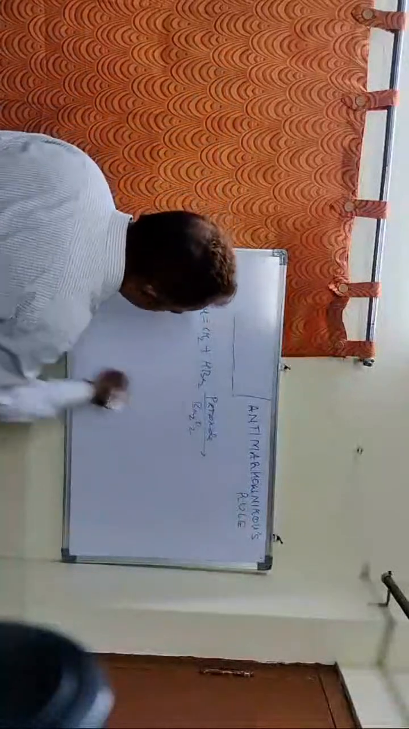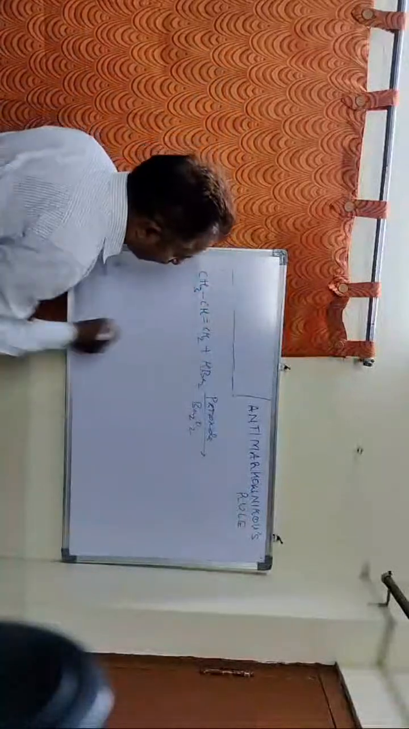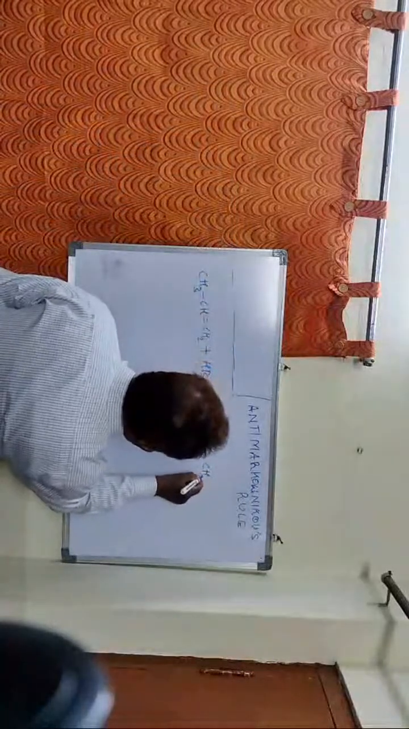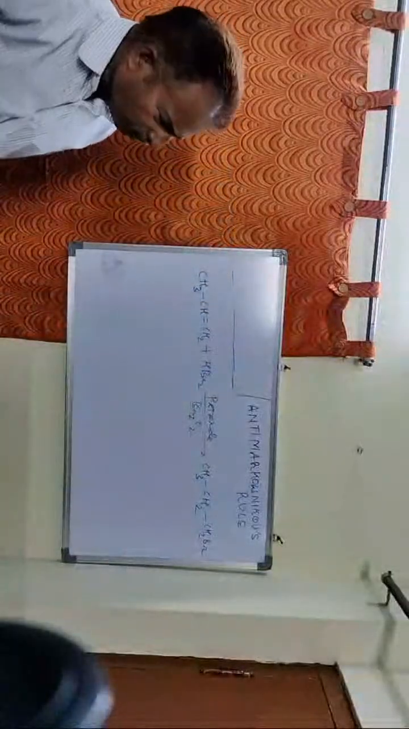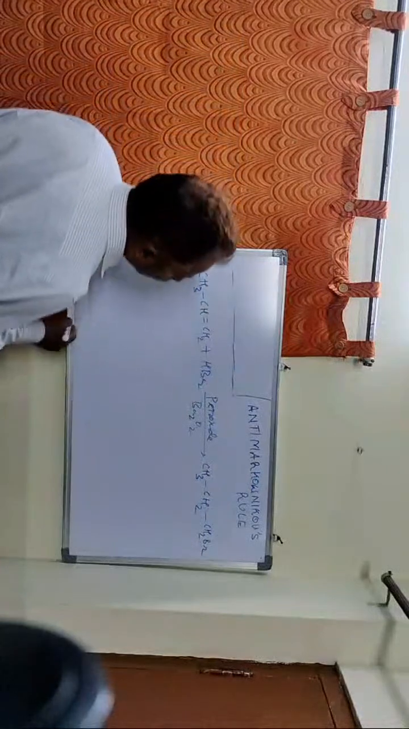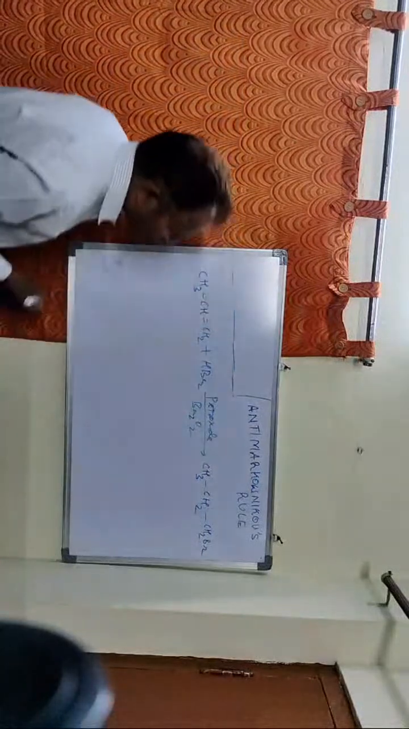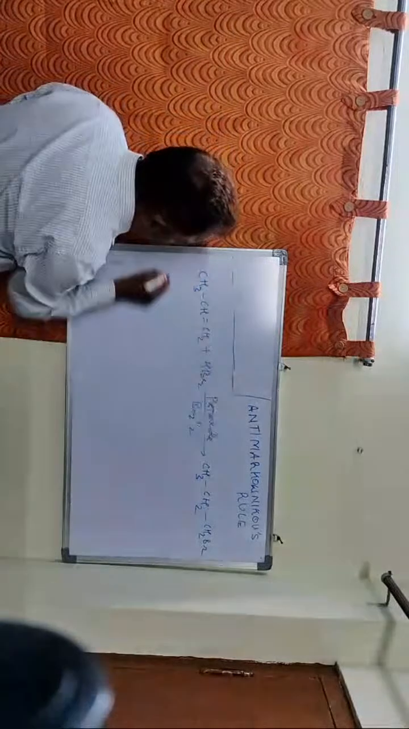So in the presence of peroxide, the addition takes place in this manner. Hydrogen is added to the carbon bearing less number of hydrogen atoms, and bromine, that is the negative part of the addendum, is added to the carbon bearing more number of hydrogen atoms. This is anti-Markovnikov's rule.